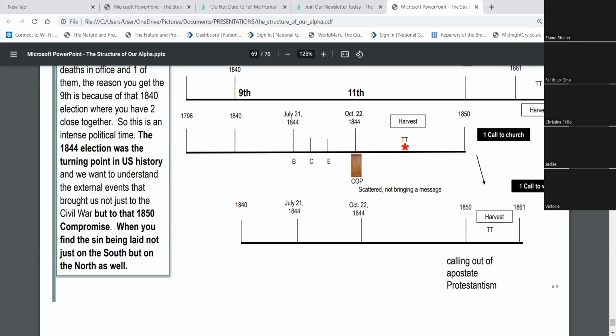Because everything led up to the Civil War, and the Civil War was meant to be the time of trouble. The Civil War was that time of trouble. So what we're seeing now is heading us to a place that will be the time of trouble.